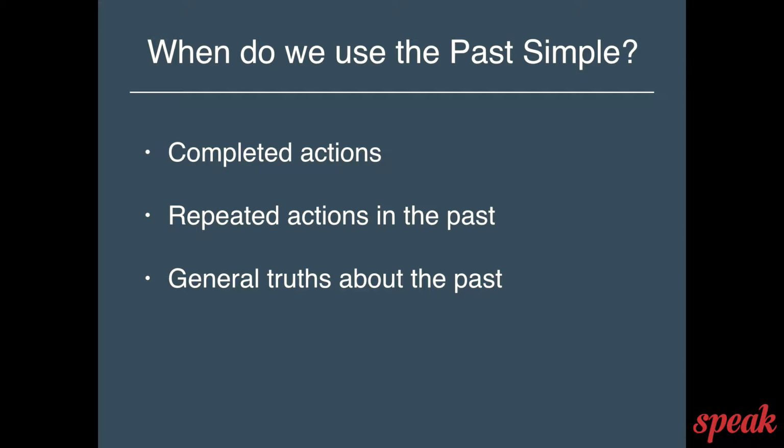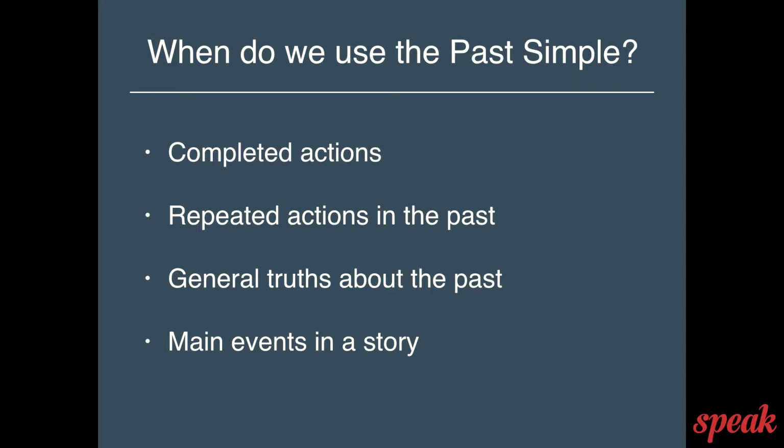The third reason we use the past simple is to talk about general truths about the past. So that is the third example that we looked at. 50 years ago, people did not spend as much money on entertainment. So that is a truth comparing the past and now, the present. So now in 2017, in the present, people spend more money on entertainment. The truth is, in the past, people spent less money on entertainment. Okay, that is a general truth about the past.